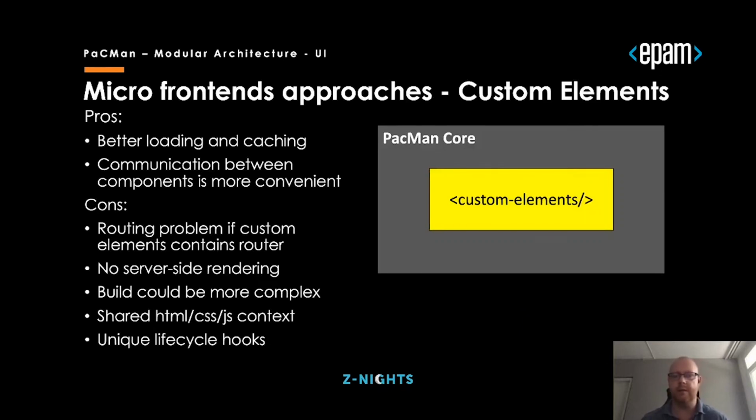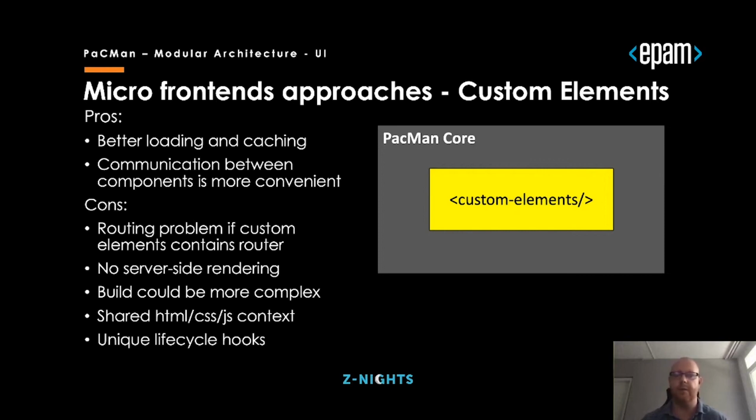Now let's move on and see the first possible implementation. It's the custom elements or web components. In a nutshell, it's an abstraction where you can mount your front-end application into the HTML DOM. The first pro is it's having better loading and caching, of course, because you can load the components individually. The communication between components is more convenient because you just pass some parameters to attributes or just call a JavaScript function.